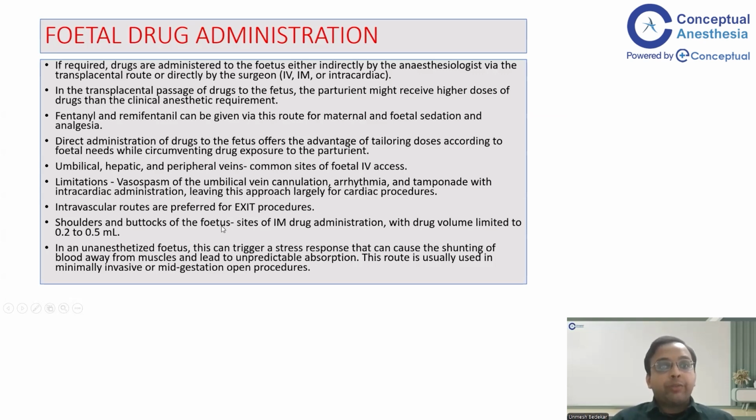Shoulders and buttocks of the fetus, these are the sites of IM drug administration with drug volume limited to 0.2 to 0.5 ml. So in an unanesthetized fetus, this can trigger a stress response that can cause the shunting of blood away from the muscles and lead to unpredictable absorption. This route is usually used in minimally invasive or mid-gestation open procedures as well.